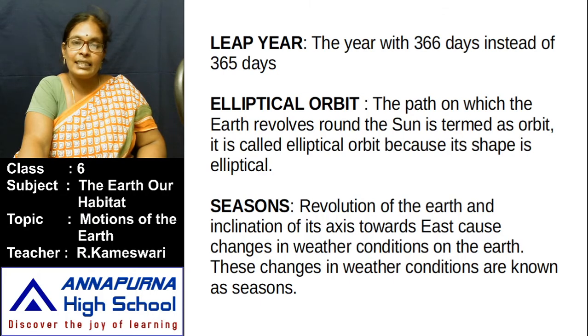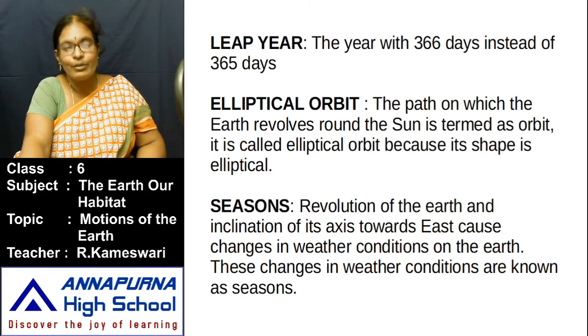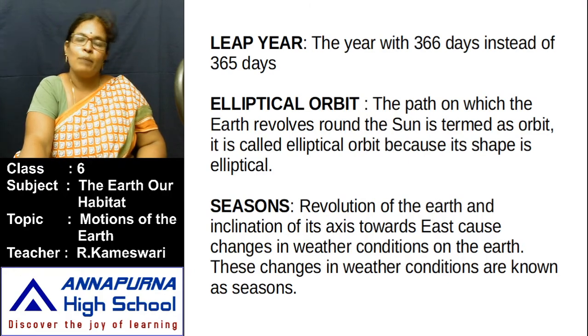The revolution time of the earth is 365 days 6 hours. Scientists keep aside those 6 hours. Every 4 years they add these 6 hours. In total how many hours are there? 24 hours. These 24 hours are equal to 1 day. That 1 day is added every 4 years in the month of February. So that's why we have 366 days in a leap year.